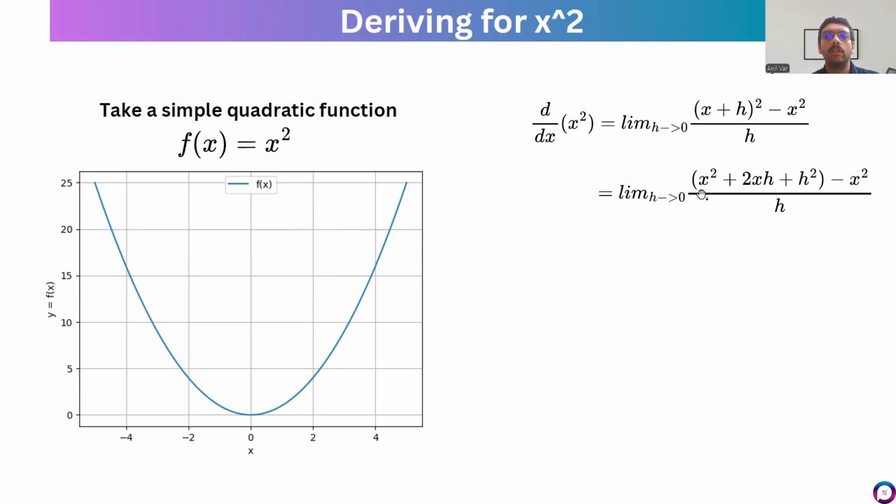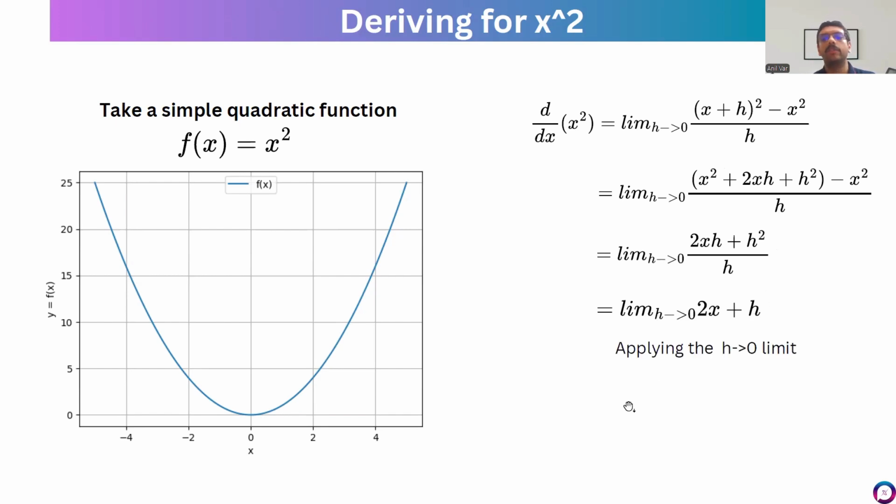And so x squared plus 2xh plus h squared, a plus b the whole square is a squared plus 2ab plus b squared, minus x squared by h. Okay. So x squared and minus x squared go, and we are left with 2xh plus h squared by h. Now we can take an h out here. So it becomes h times 2x plus h by h. And so the h cancels. We're left with limit h tends to 0, 2x plus h. Now we're already saying the limit h tends to 0, and we're looking at a derivative where h is effectively 0. So this term is 0, and you're left with 2x, where f of x is equal to x squared.